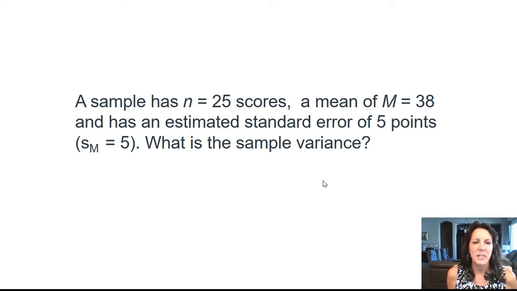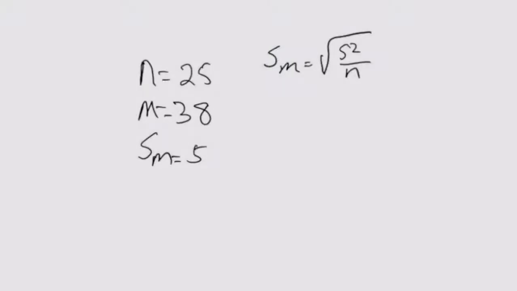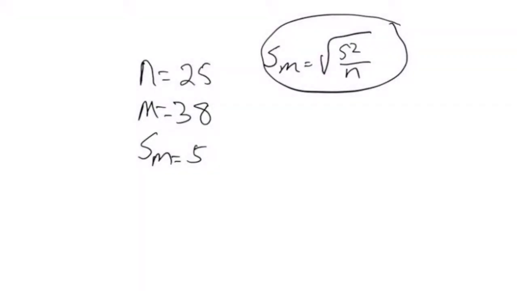The first question is: a sample has 25 scores, a mean of 38, and an estimated standard error of 5 points. What is the sample variance? This is a missing piece type of question, so I'm going to draw this out for you now. I'm going to start with my formula for the standard error and plug in all the things that we know. We know that the standard error is 5, and we know that the n is 25.